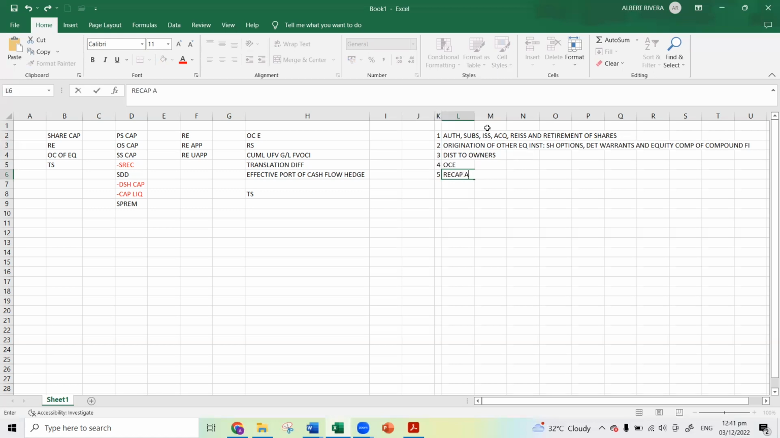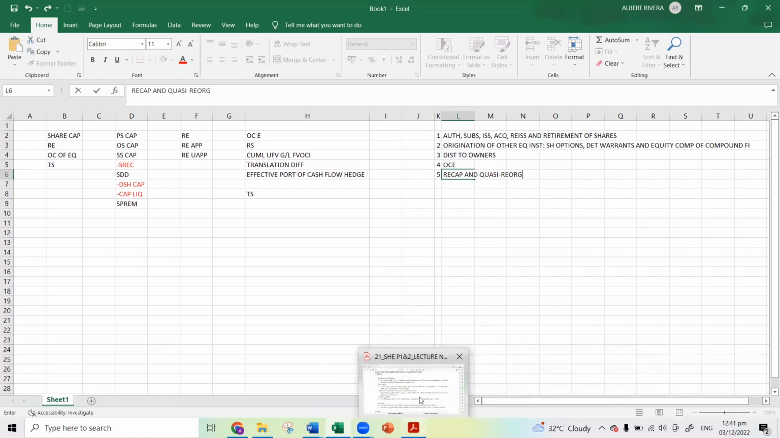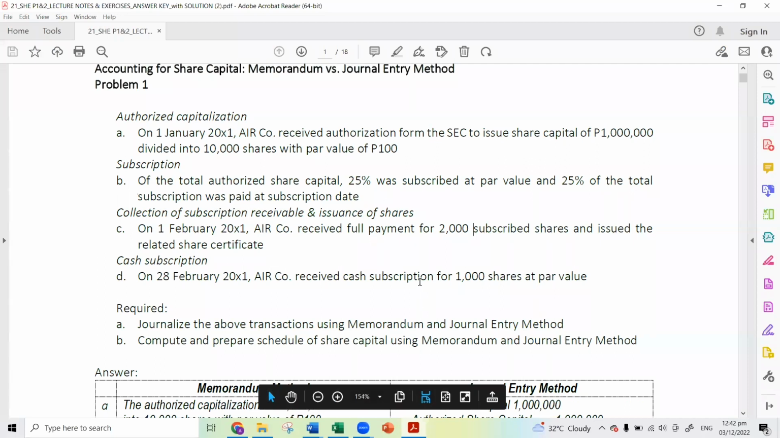Recapitalization and quasi-reorg. Okay, so these are the transactions that affect the accounting for a corporation's equity. Okay, so let's now proceed. Going back to the materials now. So this is now the accounting for your share capital.